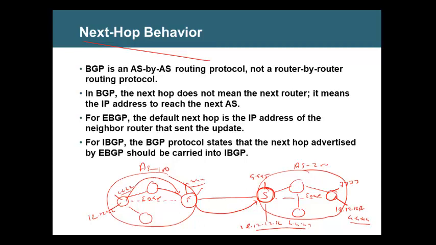So, for EBGP, the default next hop address is the one who is sending. Agreed. For S, who is the default next hop? F. No problem. But for IBGP, the next hop advertised by EBGP should be carried into IBGP. See, this 4.4.4.4 is carried into IBGP. You agree? It is carried, no? You already know this. Read the last statement, please.